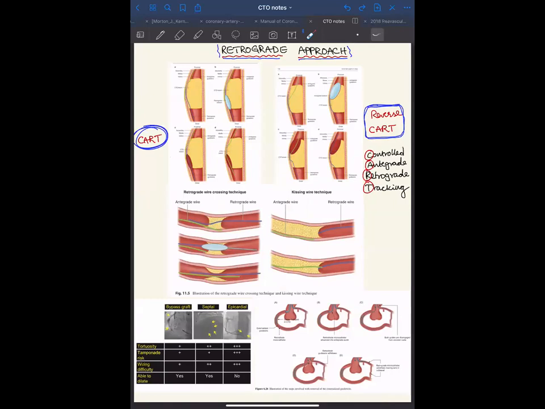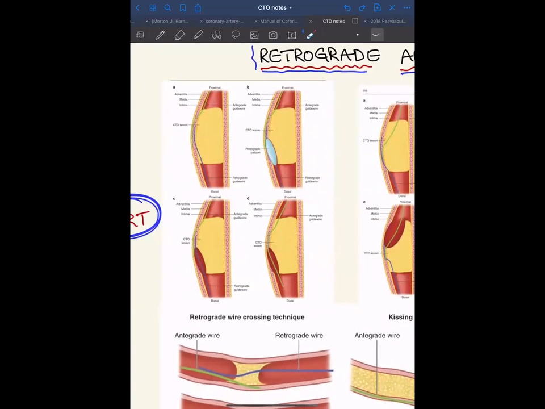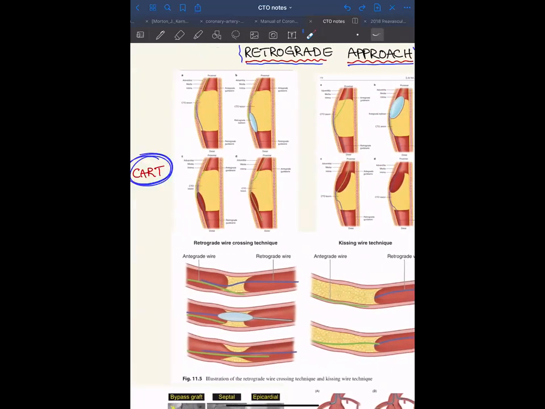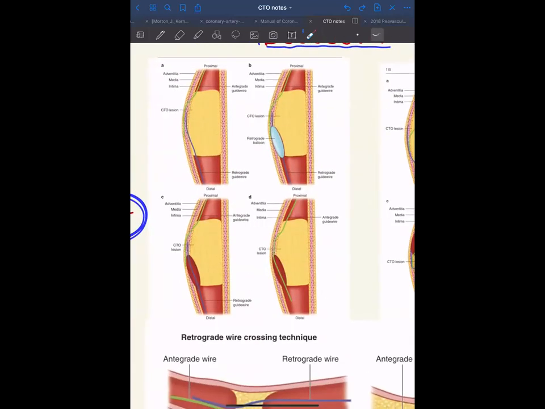So coming to the retrograde approach, two things which we need to know are one is CART. CART stands for Controlled Antigrade and Retrograde Tracking. That's what it stands for. Initially they developed CART, but now what we regularly use is reverse CART. So what is CART? I'm going to mention only the retrograde techniques on this page.